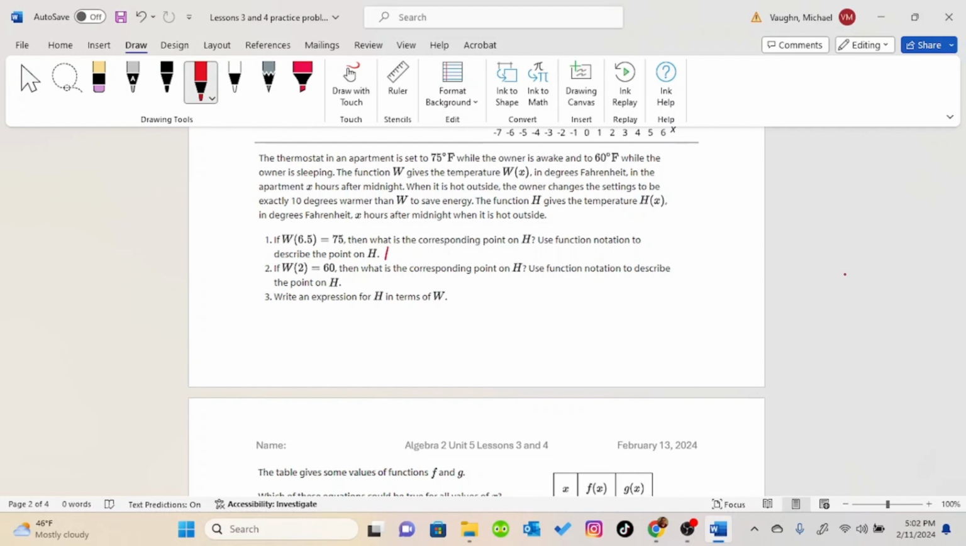So here we're going to be talking about function h. It is the temperature that is going to change, not the number of hours after midnight. So we would still have h of 6.5. But the temperature is now going to be set 10 degrees warmer. So if originally that temperature was 75, that is now going to be 85. So the corresponding point would be h of 6.5 equals 85.